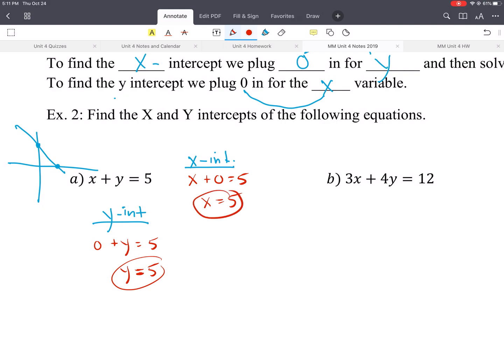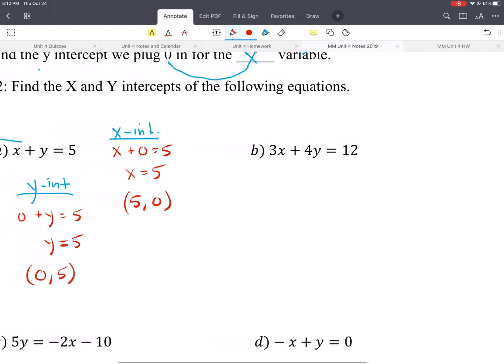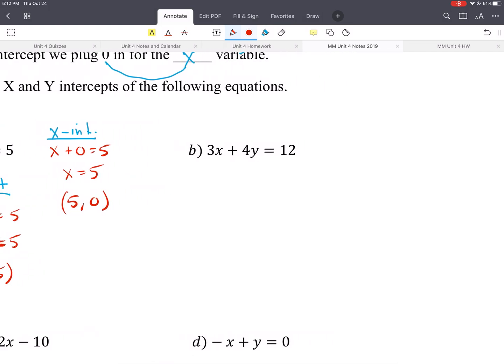Sorry, that's our x value. We should probably write it as an ordered pair. So the x-intercept would be 5, 0, because we just said that y is equal to 0. And then for the y-intercept, we know that x is 0 and y is 5. So always write intercepts as ordered pairs.